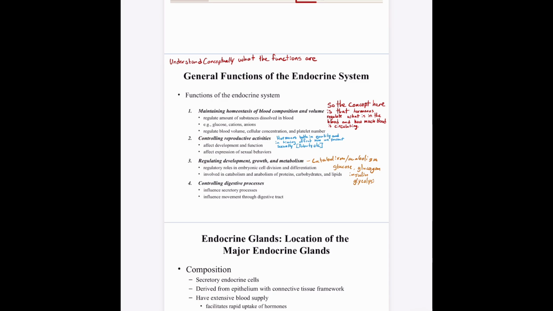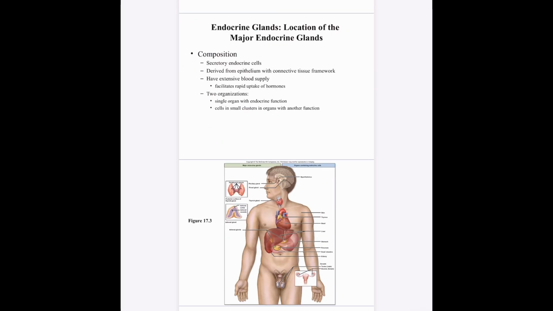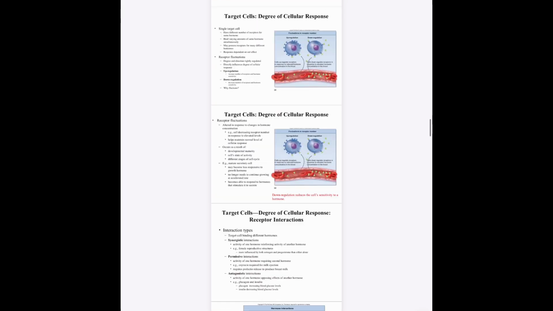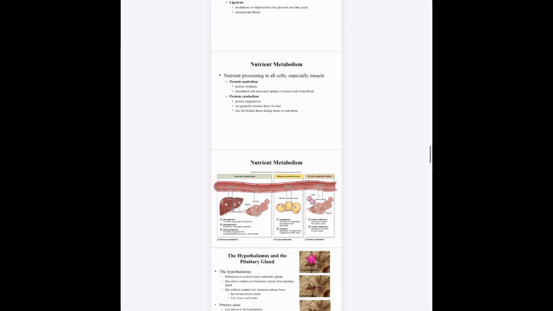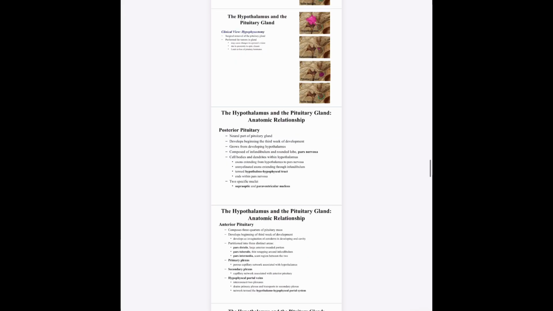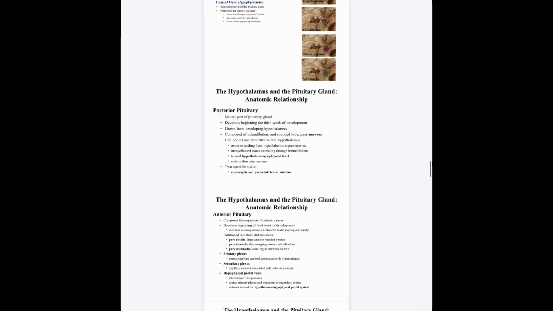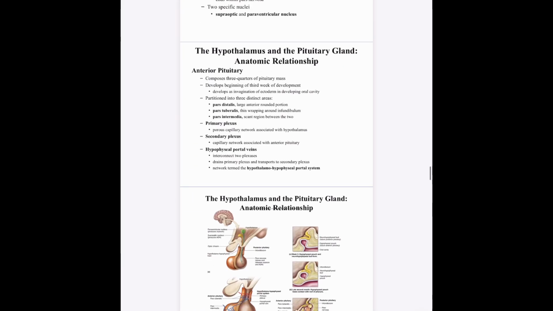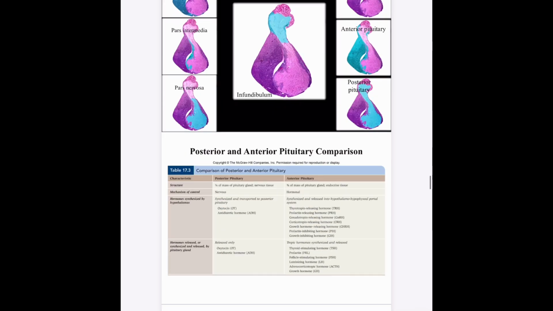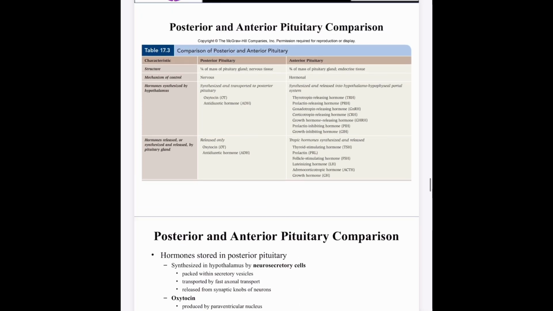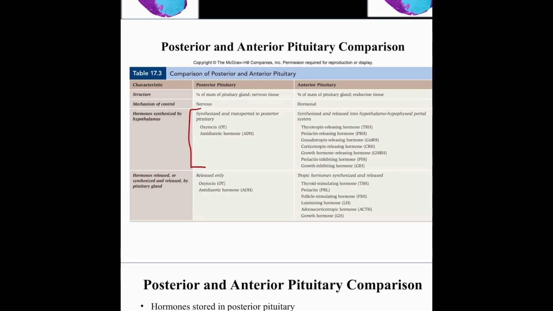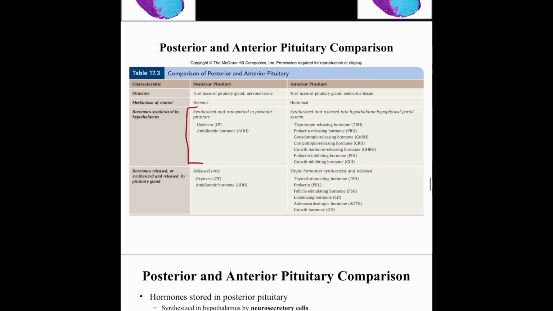The majority of the exam will probably be questions pertaining to what hormones are being released by what endocrine glands, or like what's secreted by the hypothalamus, so like releasing hormones by the hypothalamus. So this whole little section right here, where you can see hormones synthesized by the hypothalamus, a lot of it is going to be releasing hormones that then affect the anterior pituitary.